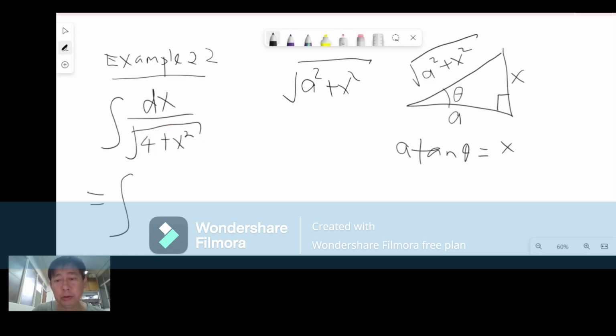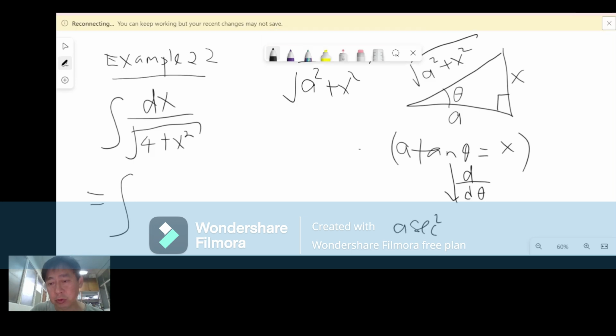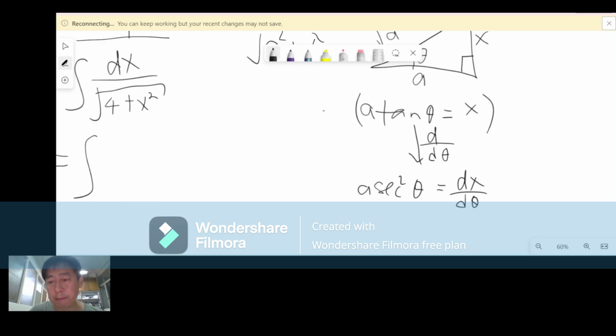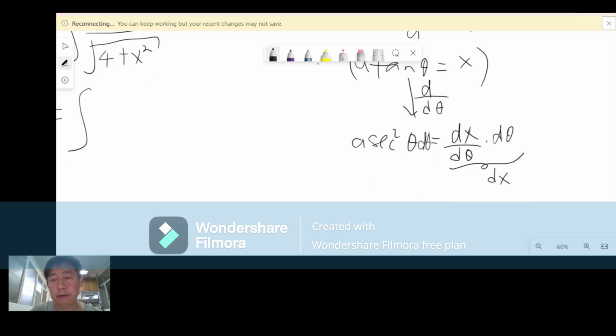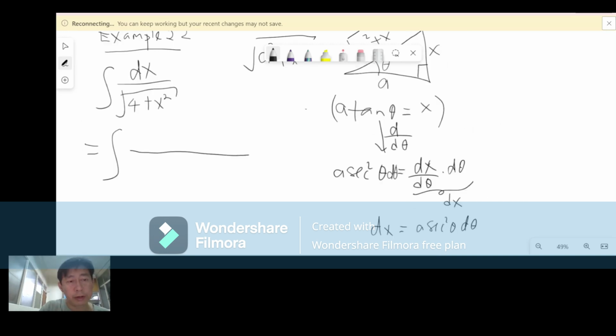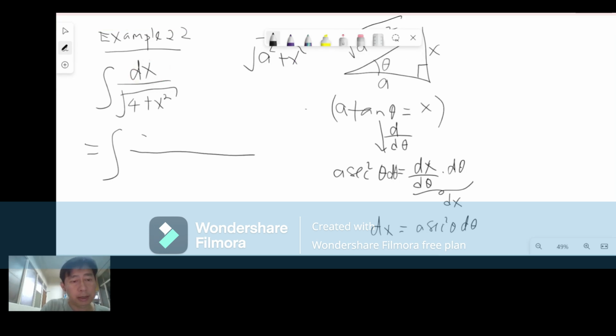To this end, you need to differentiate this substitution. Differentiating with respect to theta leads to secant squared theta equals dx d theta. Multiplying both sides by d theta, you get the right hand side to be the differential dx. Therefore, dx is secant squared theta d theta. As such, we write down dx as secant squared theta d theta.